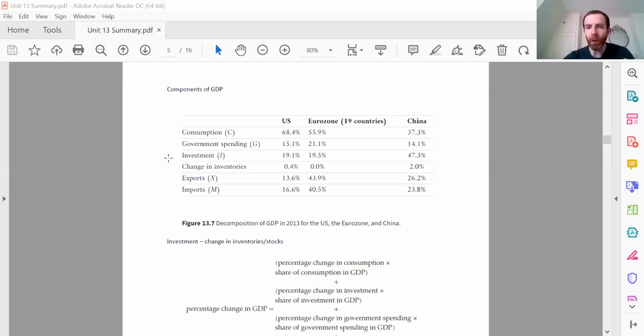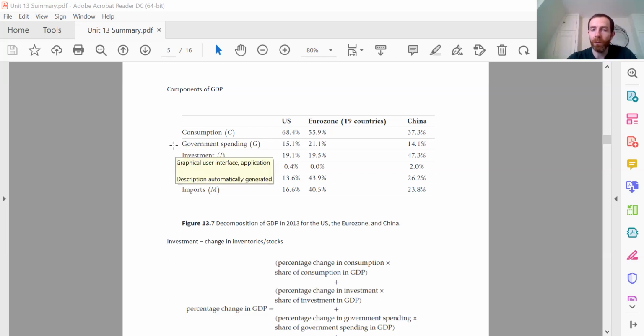So what I'm going to do now is talk about what are the separate components that make up GDP, the way that we can think of these different components of it. So we can see from this table, we've got consumption, government spending, investment, change in inventories, and exports and imports. And I'm just going to talk through what each of these things represents. So consumption, that is just all of the spending by households in an economy. And you can see that when we look at the US, the Eurozone, and China, this is a really big component, particularly in the US, of GDP. So it's just private spending on durable and non-durable goods.